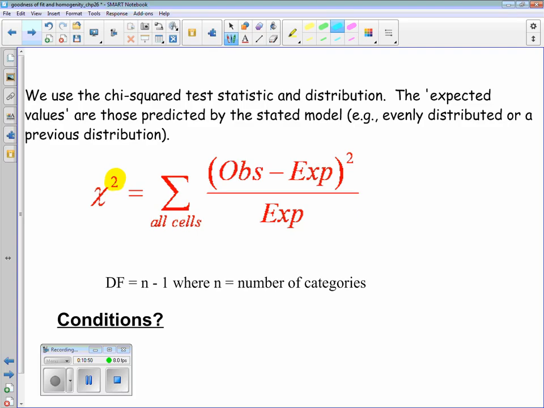Notice here you see that degree of freedom is n minus 1 like it normally is, but n's not the sample size this time. In a chi-squared, n doesn't represent the sample size, n represents the number of categories. So it's important to know how many categories there are, and you just subtract 1 to get your degree of freedom. We already talked about what the conditions were: random, and expected counts are more than 5.